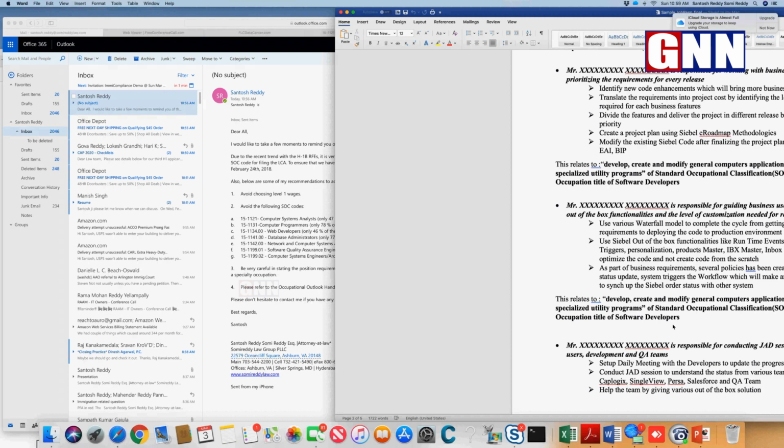And also, as much as possible, try to avoid job titles having analyst, because the officers might get confused with the computer systems analyst SOC code. So it's better to avoid the systems analyst job title in the first place.